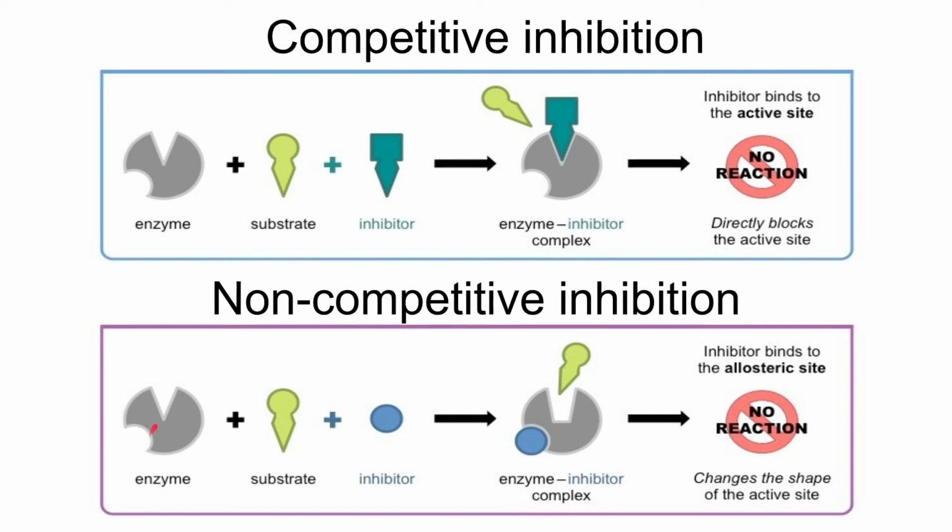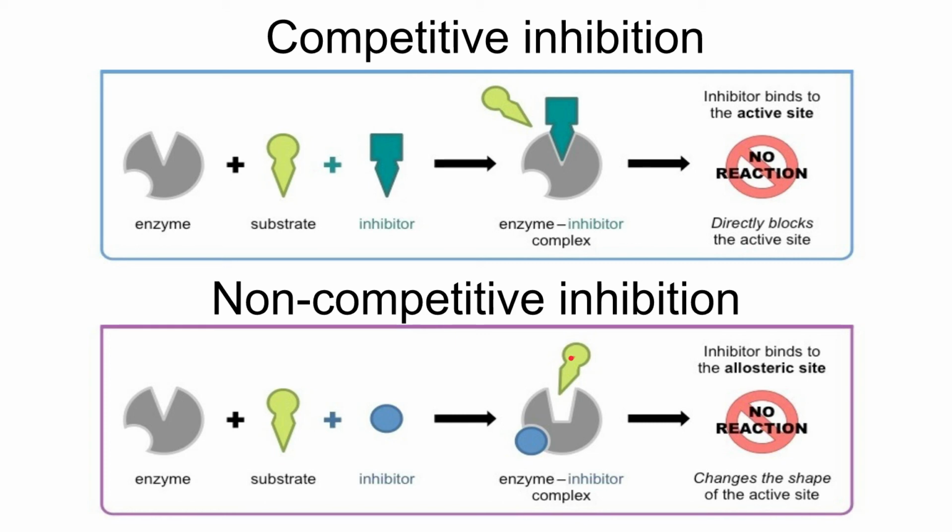Now, a non-competitive inhibitor, when it binds to this allosteric site, causes a change in shape of the active site. So here now you can see that our substrate is no longer complementary to the active site. How does that work? Well, when the inhibitor binds to the allosteric site, it causes changes in the tertiary structure of this enzyme. It does that by causing some of those intramolecular bonds to break and form. So some hydrogen bonds could form, some ionic bonds could form, or indeed they could break. So we've got a change in our tertiary structure, a change in the shape of the active site, and now our substrate is no longer complementary.